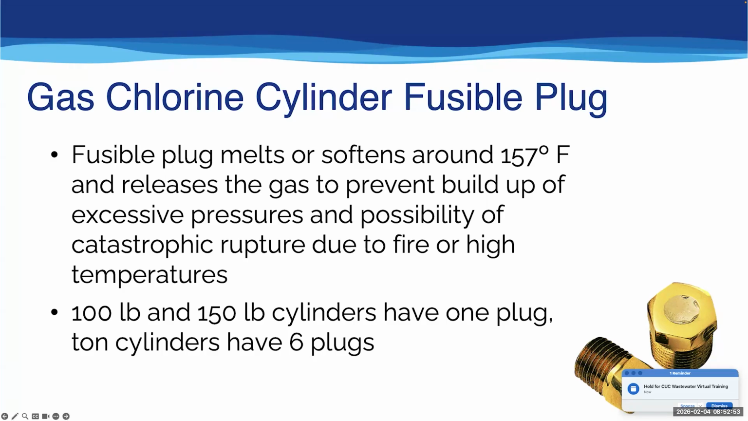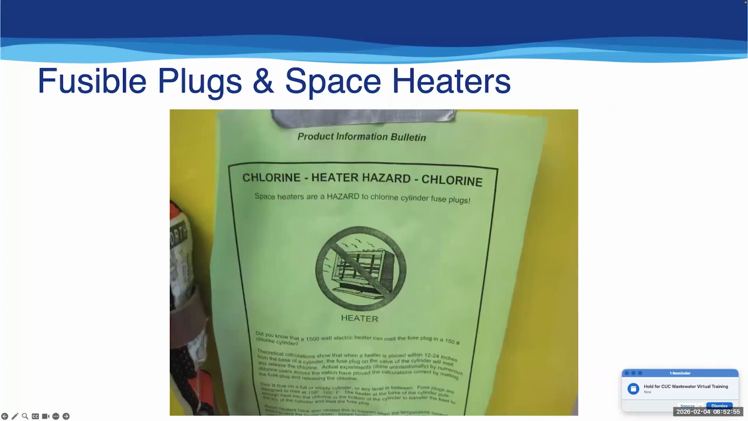Which brings me to a very critical safety point, which is that you don't want space heaters anywhere near your chlorine tanks. So this is a sign from a place that we visited that basically says why you don't want this. A space heater 12 to 24 inches away from a cylinder can allow the cylinder to build up enough heat to actually melt that plug and cause an accidental discharge. And as they put it in here, actual experiments done unintentionally by numerous chlorine users across the nation have proved the calculations correct by melting the fuse plug and releasing the chlorine.